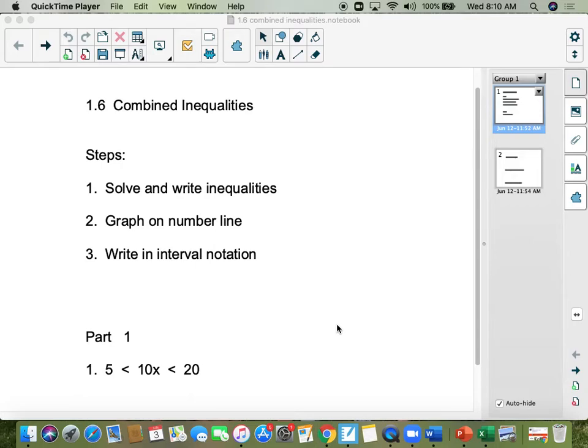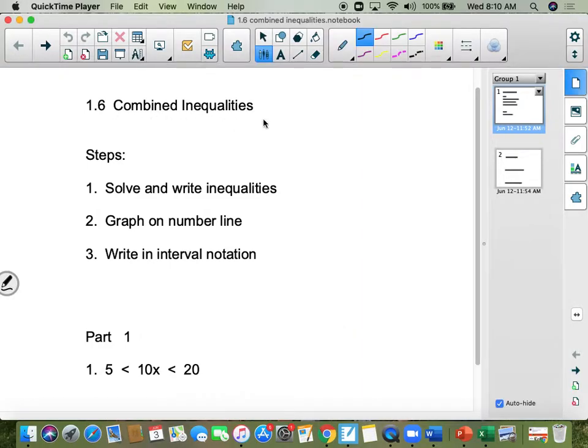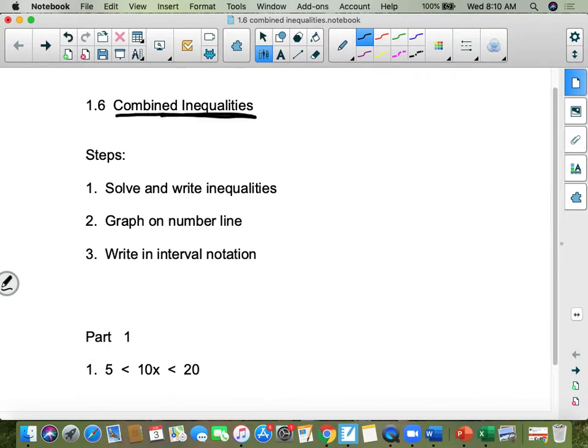Okay, it looks like we only have two templates to do today. We're pretty much doing the same thing, except they're called combined inequalities. You're gonna solve it, you're gonna graph it, and you're gonna write it in interval notation. The only thing is, you have a combined inequality, which means you have two solutions.